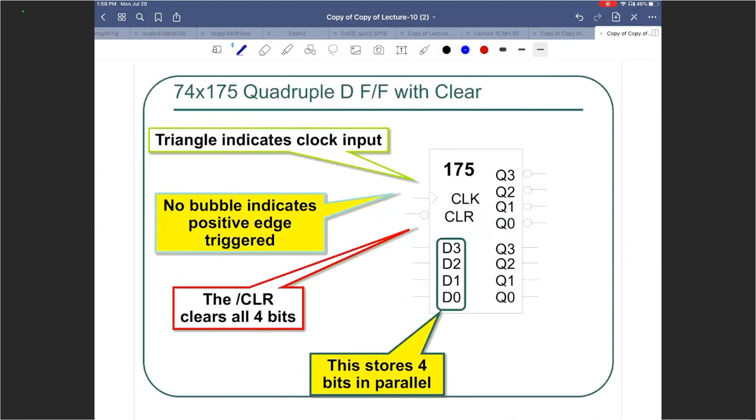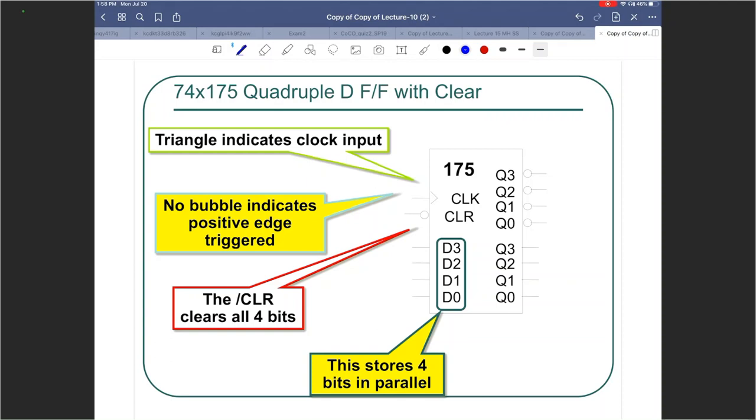Next, we will take a look at a common IC. This is 74X175. It's a quadruple D flip-flop with clear. So let's see what this quadruple D flip-flop with clear chip 74X175 allows us to do. We can usually start off with trying to understand its symbol. So in the symbol, what do you have?